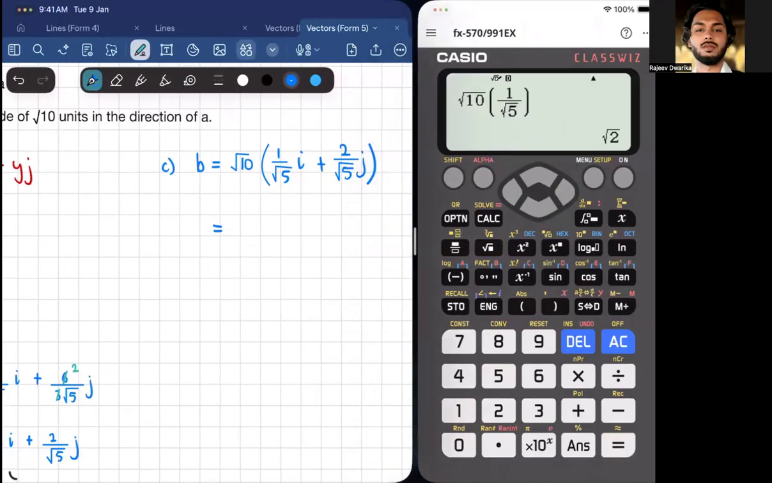If you want to do the long way, all it is, root 10 is the same thing as root 2 by root 5. So if I multiply that by 1 over root 5, your root 5 is going to cancel off, and root 2 by 1 is just root 2. So the first one is just going to be root 2i, and the other one is going to be, well, root 10 is the same thing as root 2 by root 5 multiplied by 2 all over square root of 5. Again, the root 5 is going to cancel off. And so I'm going to end up with square root of 2 by 2, which is just 2 root 2.